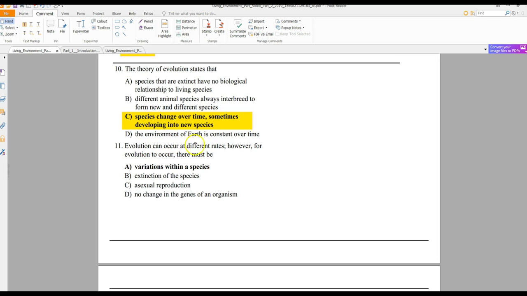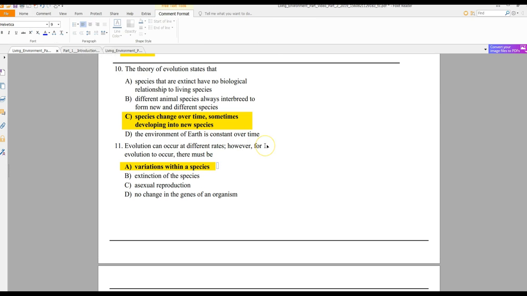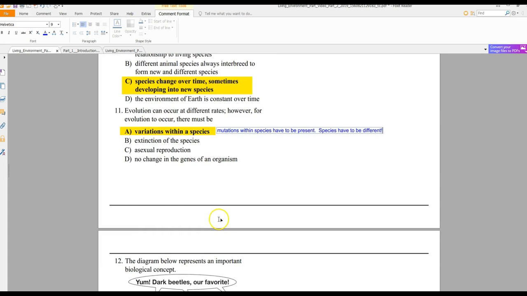Next, evolution can occur at different rates. However, for evolution to occur, there must be variation within species. The species has to have some kind of mutation, okay? So this is where mutations could be a positive thing. So mutations within species have to be present. Species have to be different in order for evolution to happen.